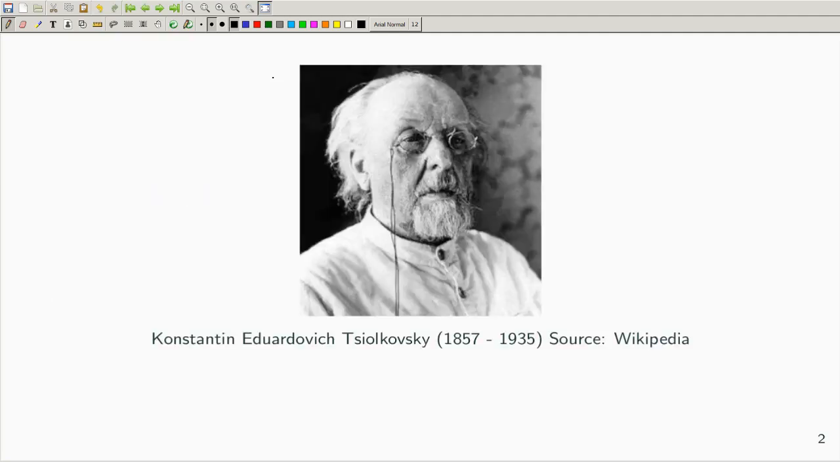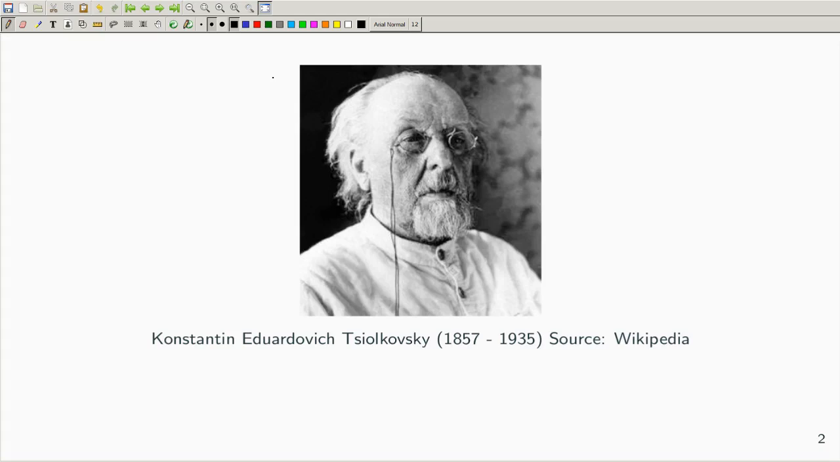Konstantin Edvardovich Tsiolkovsky was born in 1857 and died in 1935. He was a Russian scientist that independently derived the formula that applies to ideal rocket motion and proposed multi-stage rocket designs, among many other lifetime achievements. He can rightly be called the progenitor of the space industry. His vision, with his scientific work, definitely advanced space exploration, space experimentation, and humankind in general.